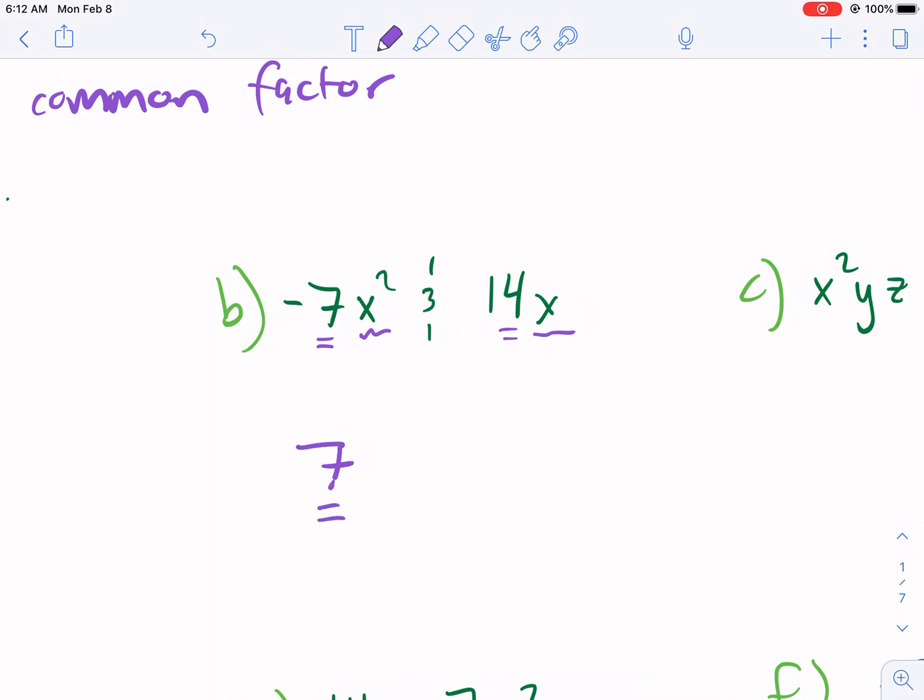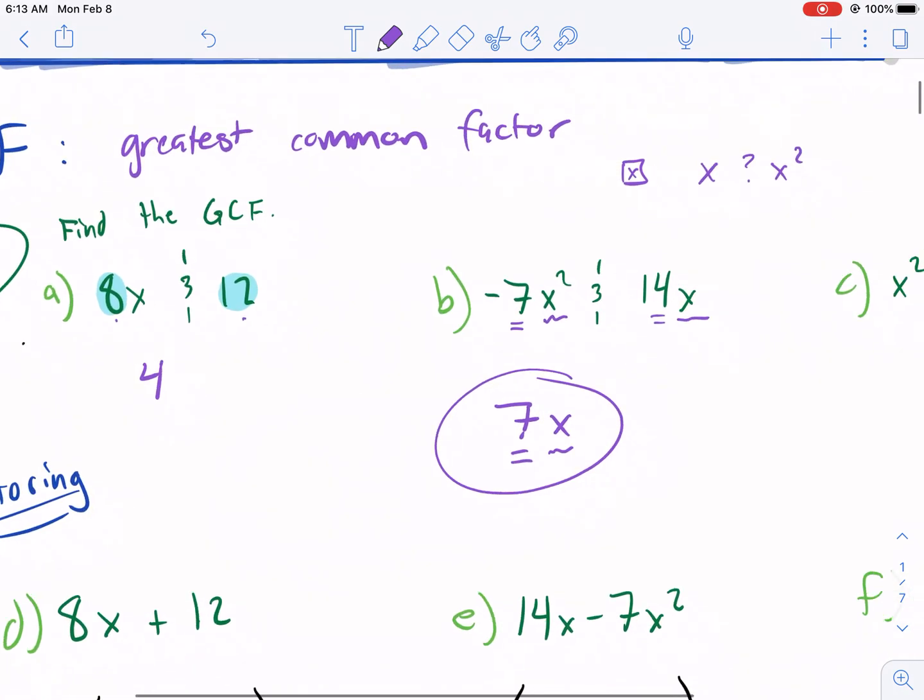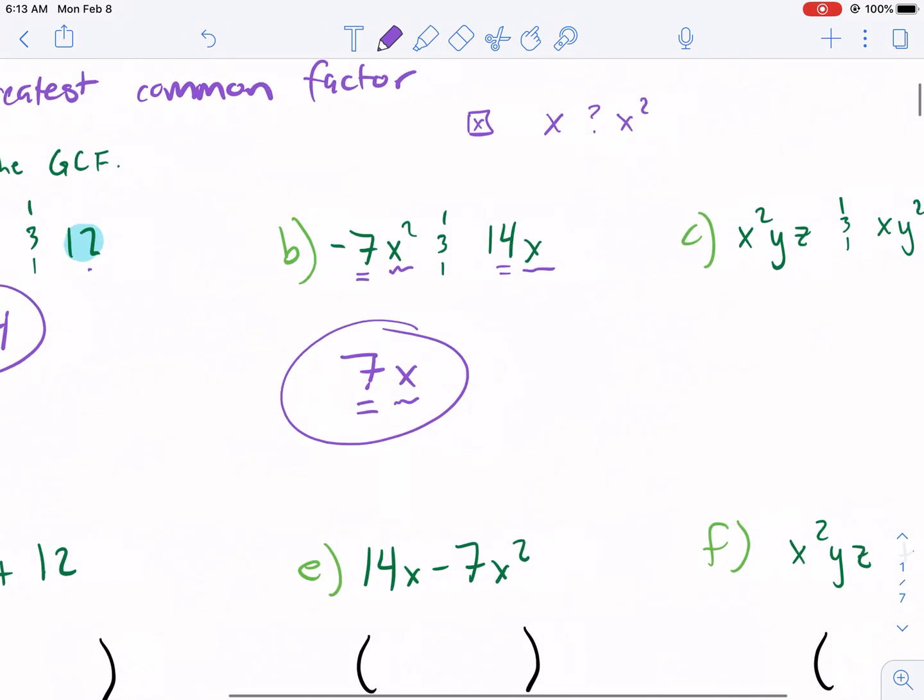What is the greatest common factor between x squared and x? What can you multiply that goes into x and also x squared? That is x. x times 1 gives you x. x times x gives you x squared. x is a factor of both. It's the biggest factor that goes into both x squared and x. So there you go. There is your greatest common factor for letter B.